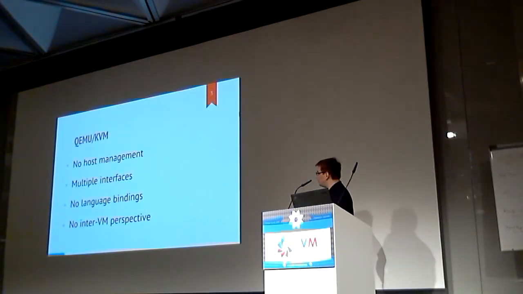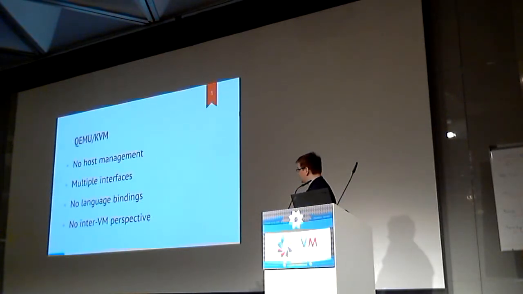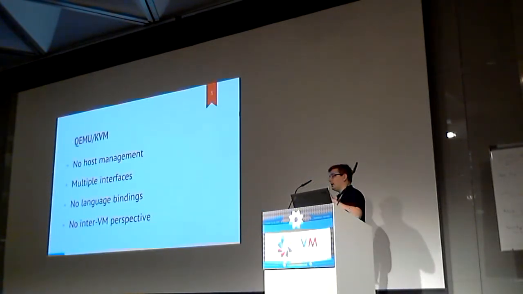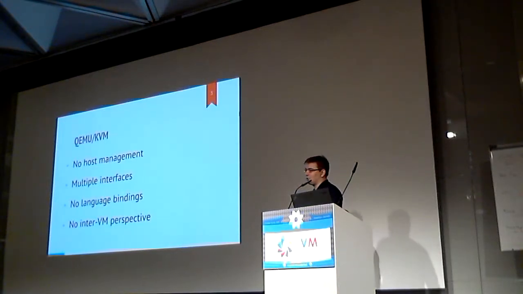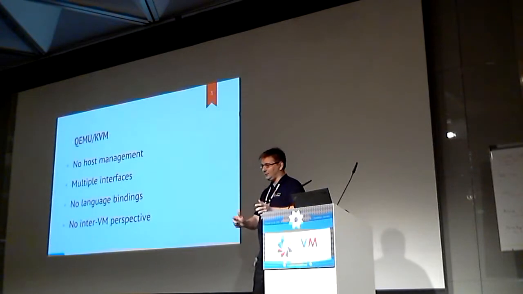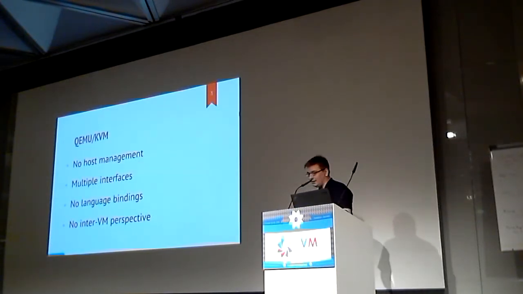QEMU, moreover, does not provide any language bindings, which again might be a disadvantage. And it doesn't really provide any inter-VM perspective, meaning you can easily start two virtual machines over the same read-write disk, and file system corruption is then likely to occur.